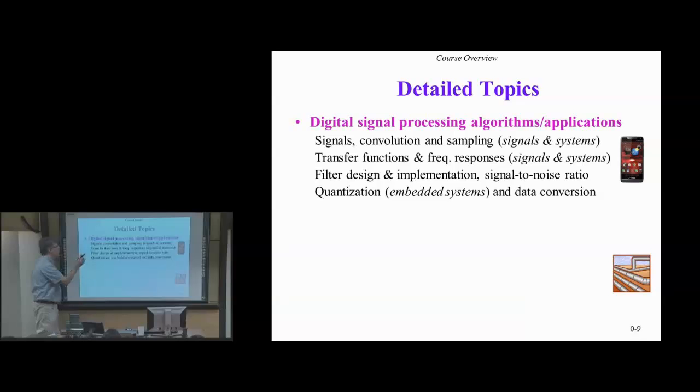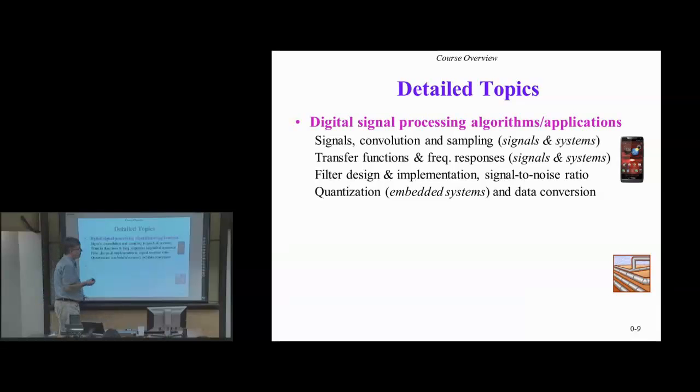So again, for the topic of digital signal processing algorithms and applications, we have signals, convolution, and sampling. This is how filters work in the time domain, convolution, very important stuff for linear time invariant systems. In the other domains, the Fourier domain and the generalized frequency domain, we have other ways to analyze filters and systems, linear time invariant systems.